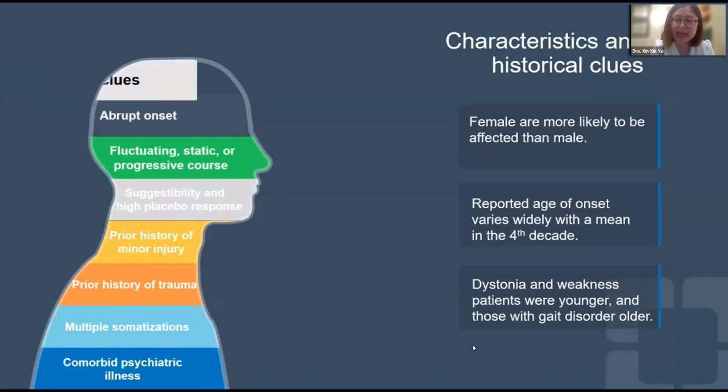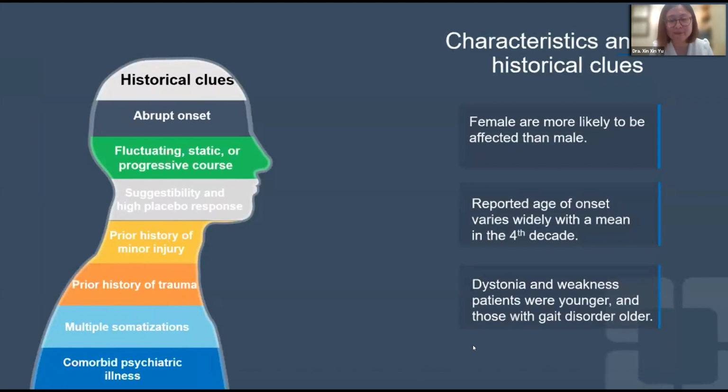For the purpose of this talk, I think it is still worthwhile to review some of the historical clues that can be commonly seen with FMD. These features include sudden and rapid onset of symptoms. The course can be fluctuating, static, or progressive. We might see migration of symptoms to different body parts, and patients might describe resolution of one symptom followed by appearance of another one. In the history, sometimes we will also hear about high placebo response or suggestibility. We may find coexisting psychiatric illness or multiple other somatizations as well.